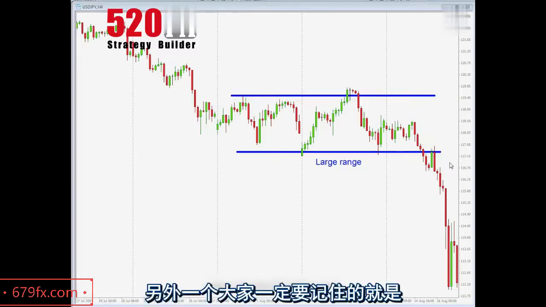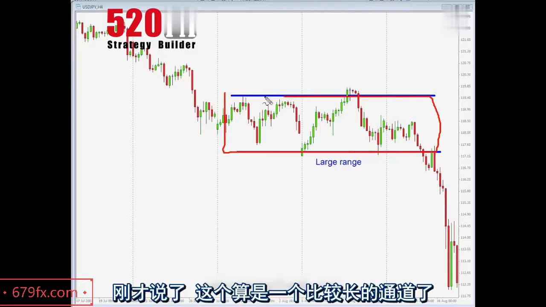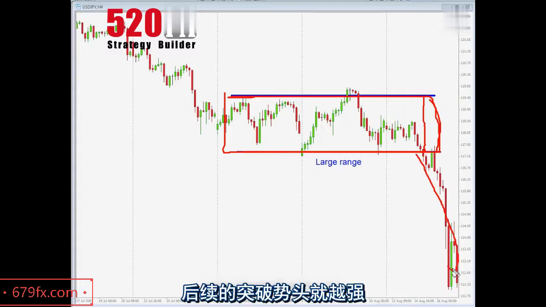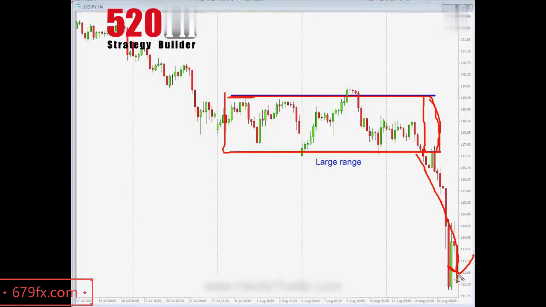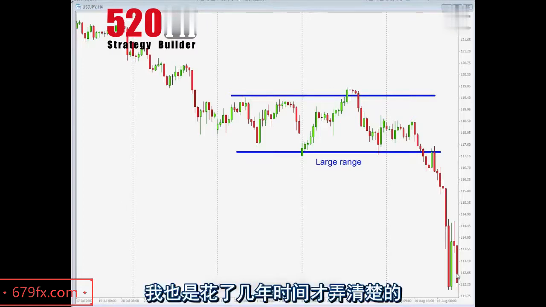Also, another important thing to always remember is that the longer the range is, okay, in this case, as I was mentioning before, this is a quite large range. The larger the range is, the more momentum or the more violent the subsequent move up on the breakout will be, okay? This is something that you begin to perceive as you gain experience in trading, and this is something that I have noticed, like I say, throughout the years.